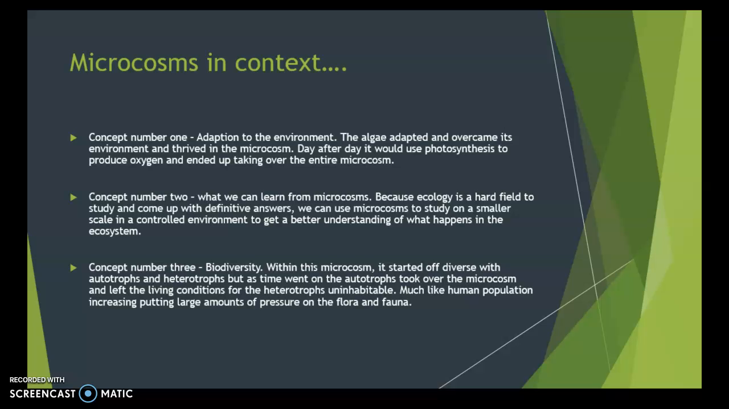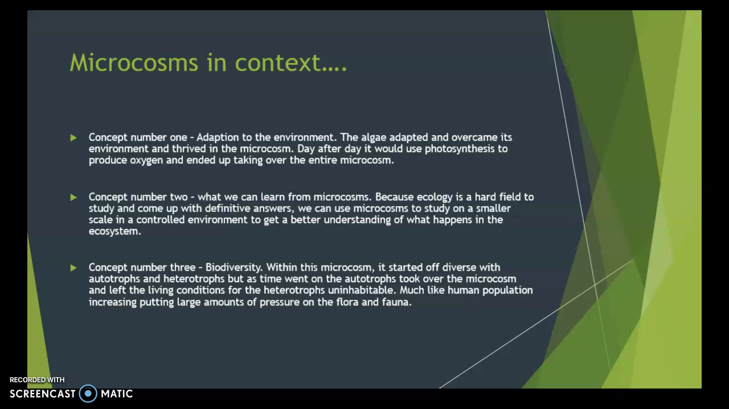Concept number 2, what we can learn from microcosms. Because ecology is a hard field to study and come up with definitive answers, we can use microcosms to study on a smaller scale in a controlled environment to get a better understanding of what happens in the ecosystem.